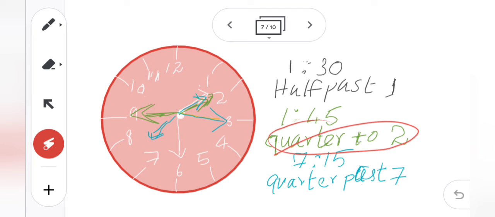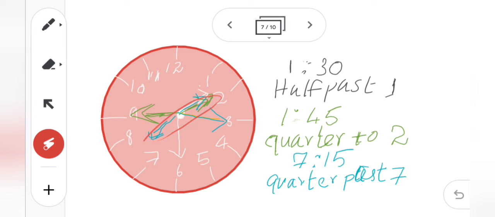And when you write in words, in 9 means it is quarter to. So you will write quarter to the next hour. So here 1 hour, so the next hour is 2. So quarter to 2.